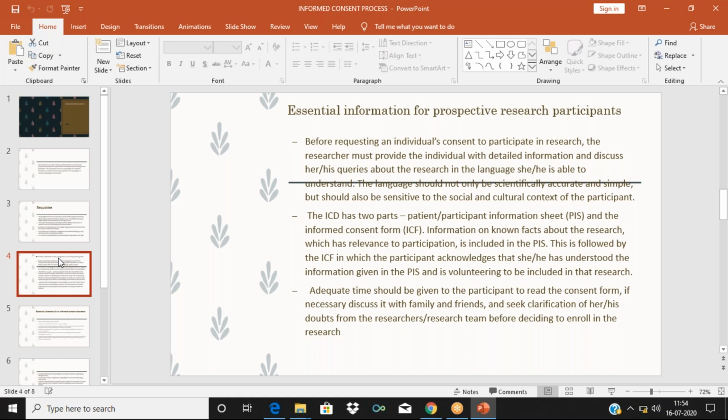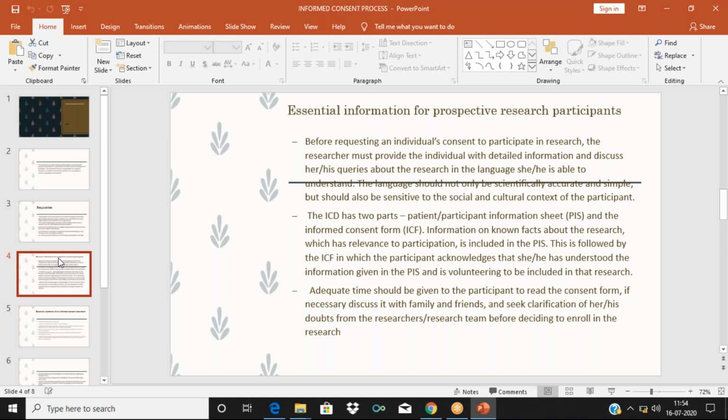So before requesting the individual's consent to participate, the researcher has to educate the participant regarding all the information, and all the questions and queries have to be clarified. Any doubts they ask have to be resolved, in a language that the person is able to understand.